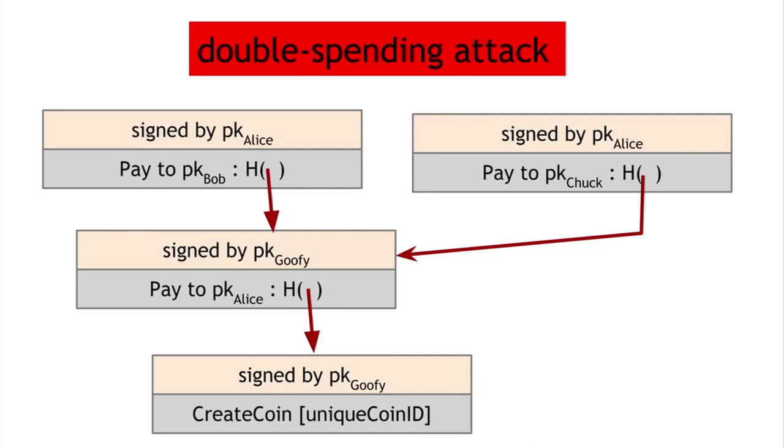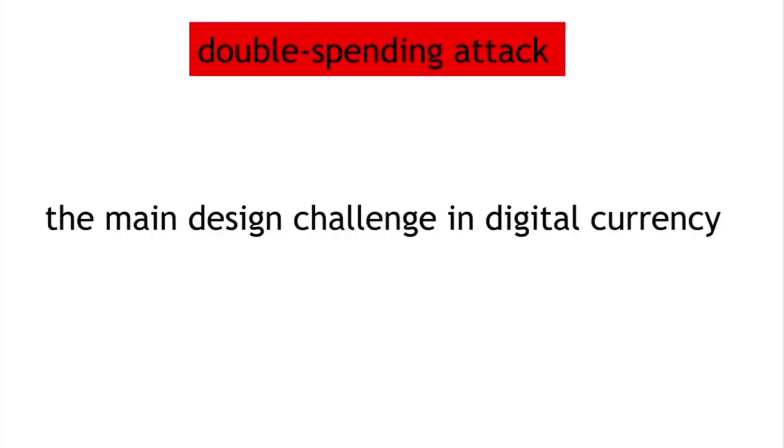And double spending attacks are one of the key problems that a cryptocurrency has to solve. Goofy Coin does not solve the double spending attack, and therefore Goofy Coin is not secure. So although Goofy Coin is simple and we understand its rules, it won't cut it as a cryptocurrency because it allows double spending. So in order to build a cryptocurrency that is going to be workable, we need to have some solution to the double spending problem. And indeed, the double spending problem is the main design challenge that we face in designing a cryptocurrency.